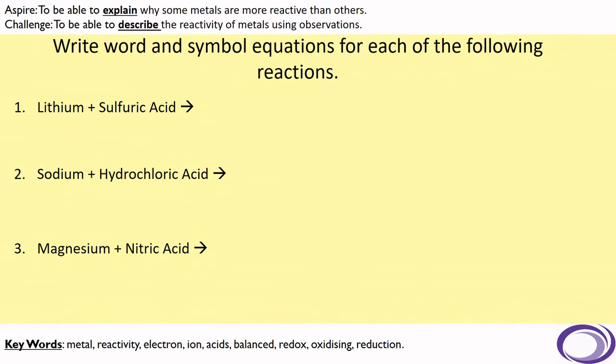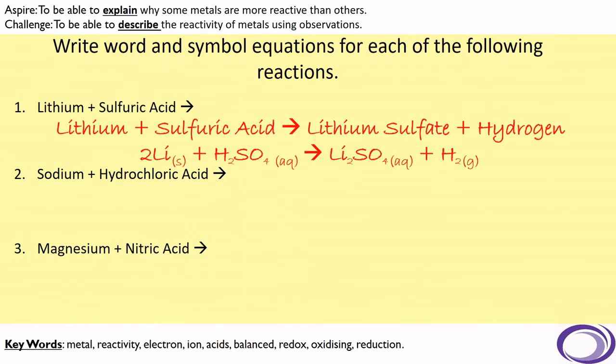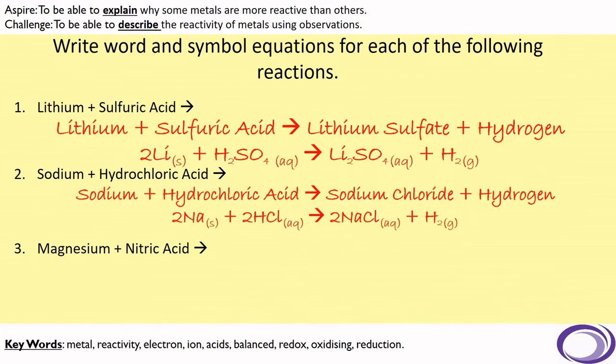So for the reaction of lithium with sulfuric acid, lithium plus sulfuric acid will make lithium sulfate plus hydrogen. The formula of lithium sulfate will be Li2SO4. And to balance it, you'd need to place a 2 in front of the lithium. For sodium and hydrochloric acid, we will form sodium chloride and hydrogen. And as you can see, the symbol equation is on the screen.